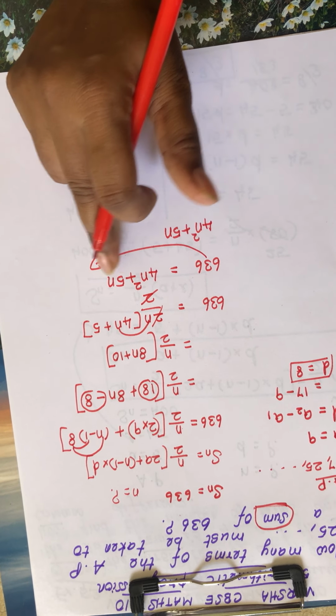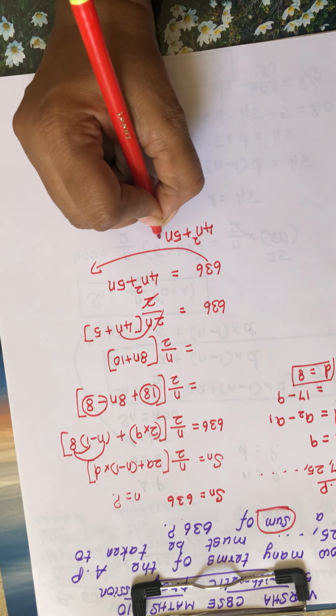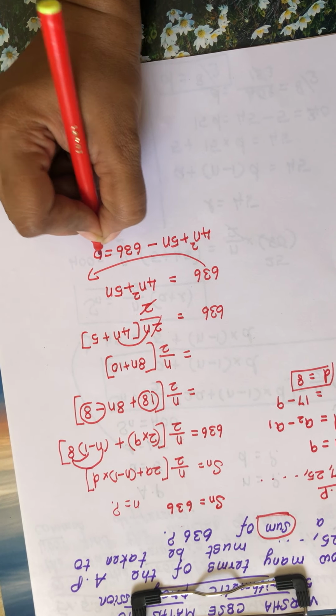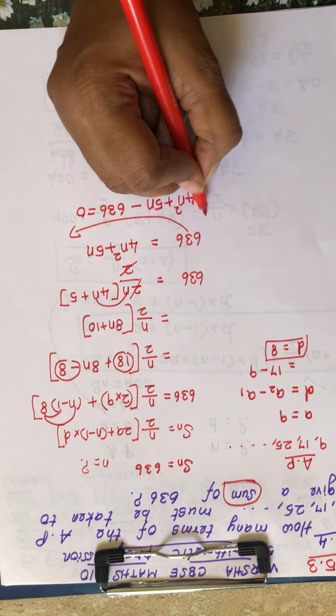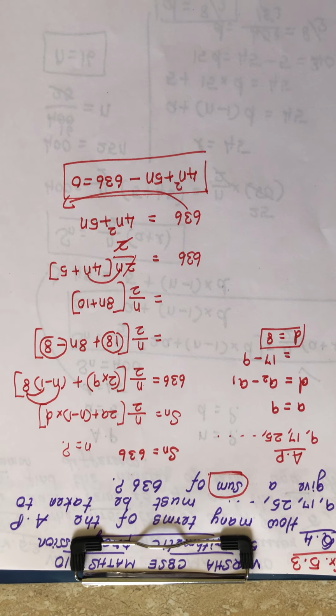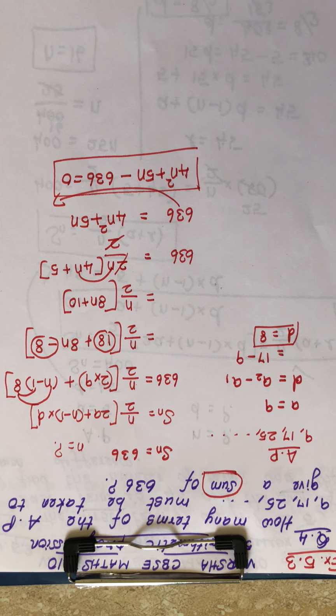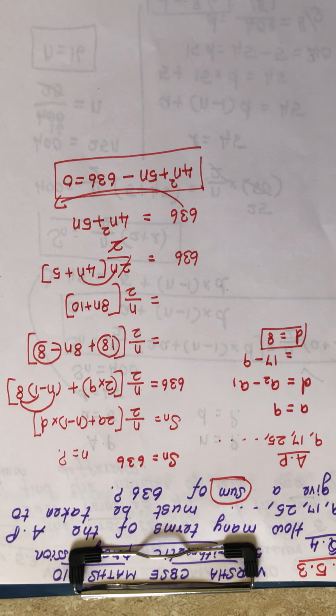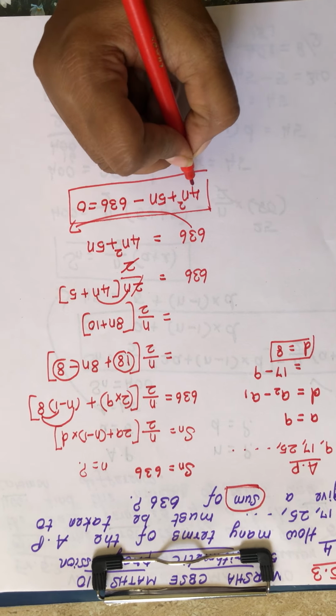The 636 goes beyond the equal sign, so it is changing the sign. That is 4n square plus 5n minus 636 equal to 0. Finally, you got a quadratic equation. Here you can use the formula method to find the value of n, or the factorization method.